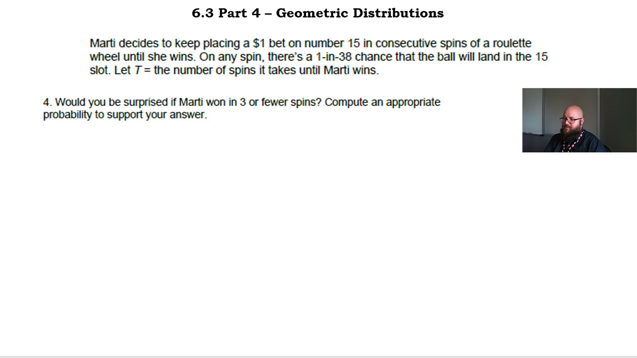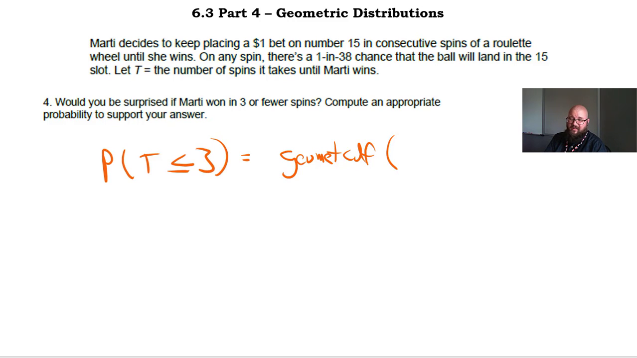And would you be surprised if Marty won in 3 or fewer spins? And compute an appropriate probability to support your answer. So with this, we're going to have to use a geometric CDF, right? Because we're looking at the probability of the trials being less than or equal to 3. And to determine that, we would take the geometric CDF. I cannot find that on Desmos, so I'm going to show you how this works on the TI Inspire, right?